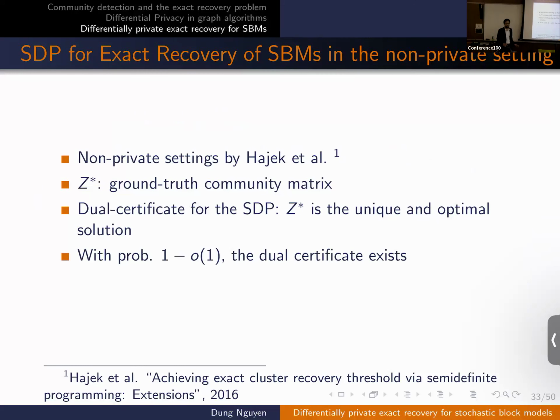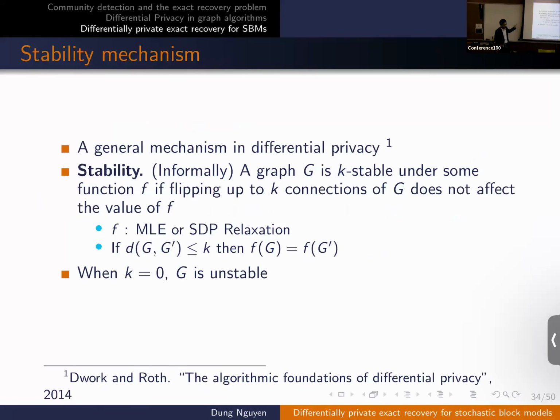So in the non-private setting, they can prove that with high probability, we can construct the certificate in the last slide. And we will use that result as a black box, but we will modify that approach a little bit to apply it to some special mechanism called the stability mechanism. This is a general mechanism in differential privacy.